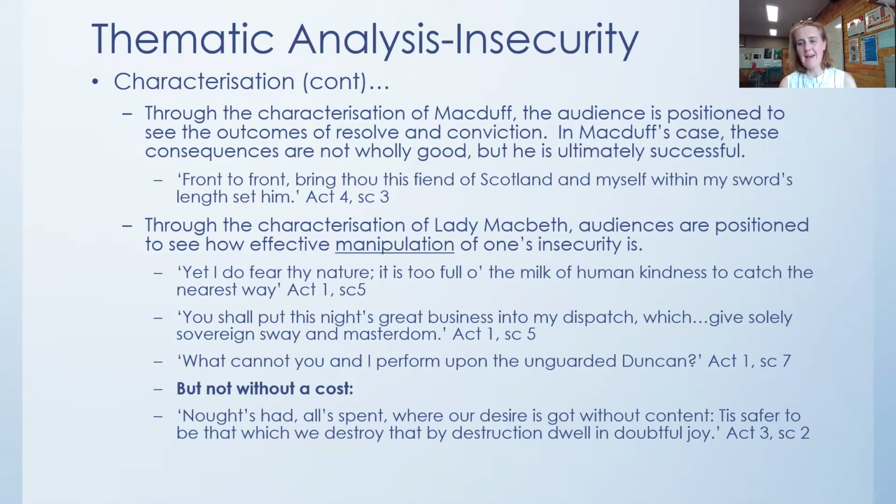Then, of course, a true example of manipulation. So the language of playing with ego, of playing with personality, of playing with emotion. "What cannot you and I perform upon the unguarded Duncan?" So the language there highlights a power imbalance. It invites Macbeth to be united with her, and it's bravado. Like, what can't we do? No one's going to tell us otherwise. No one's going to think that we did anything wrong.